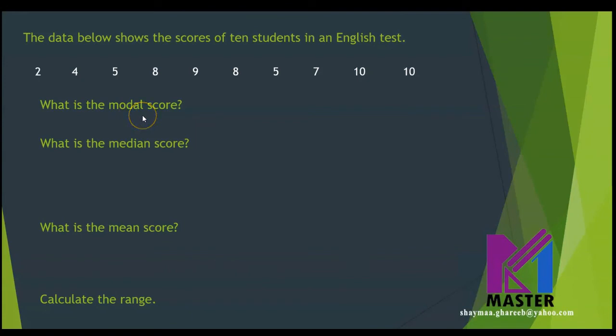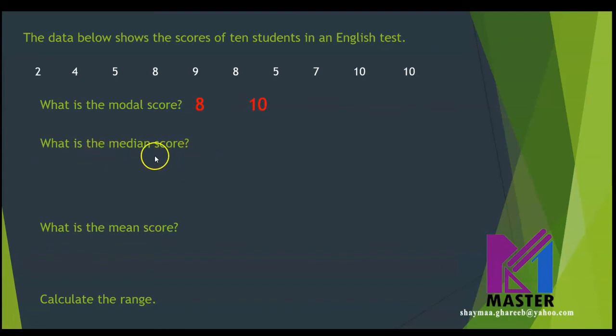The mode means the most repeated value. So which number here is most repeated? As you can see, the 8 is repeated twice and the 10 is repeated twice. So it will be 8 and 10. It will be a bimodal. Okay, do you remember bimodal?